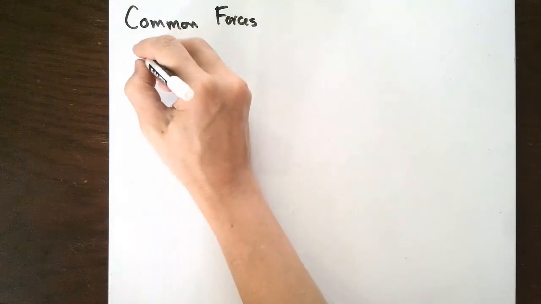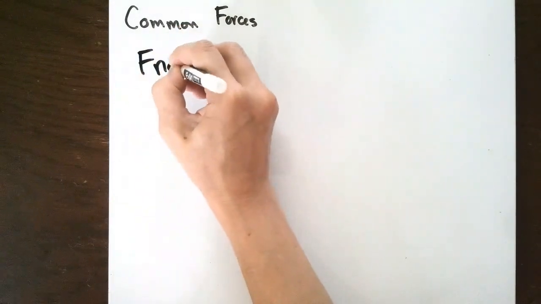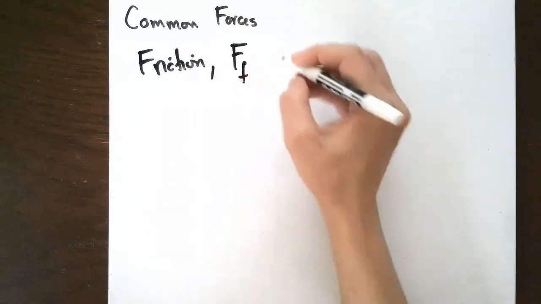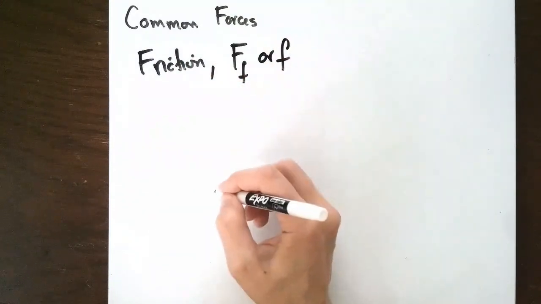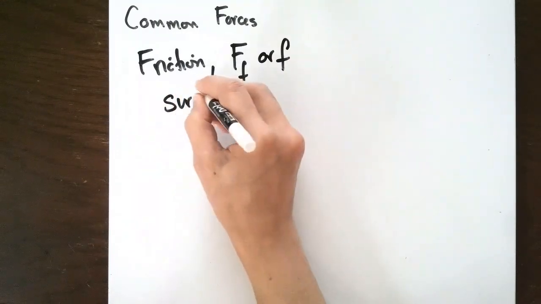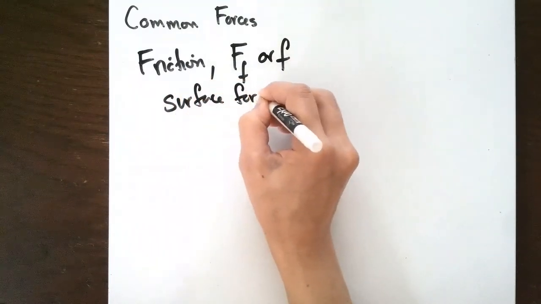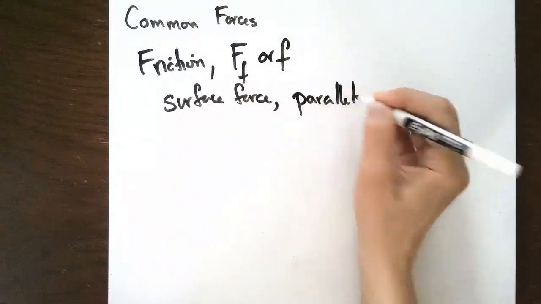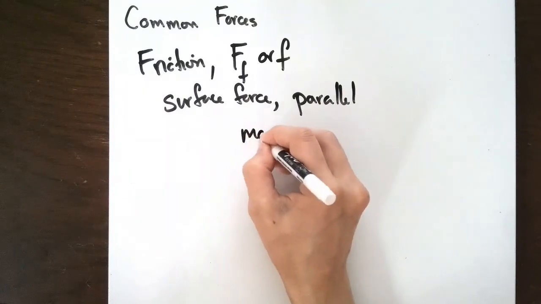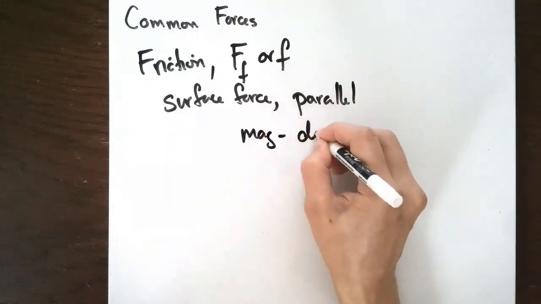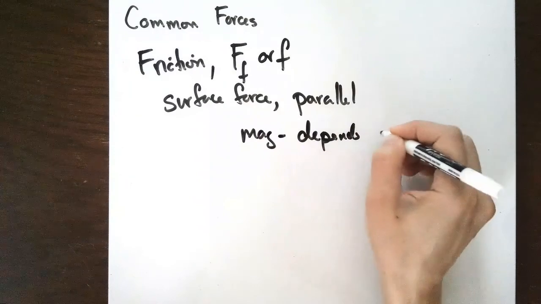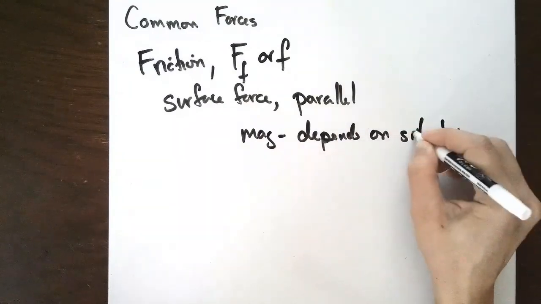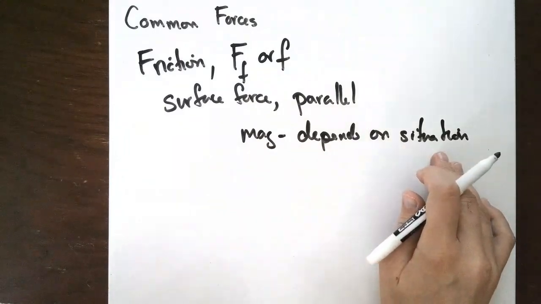The next surface force is friction, which we'd symbolize with an F sub little f, or just a little f. And it is, like I said, a surface force. And it's the parallel component of the surface force. The magnitude depends on the situation again. We'll talk a little bit more in detail about how it depends on the situation exactly here.